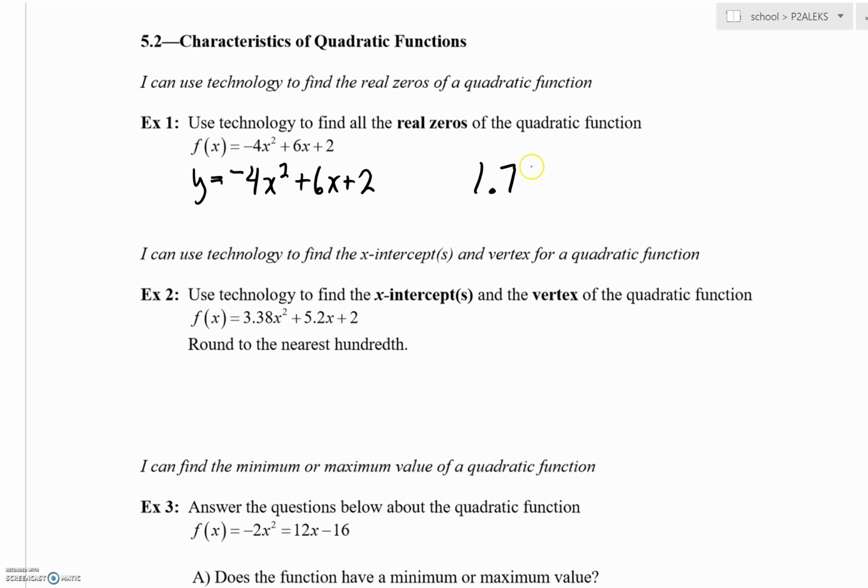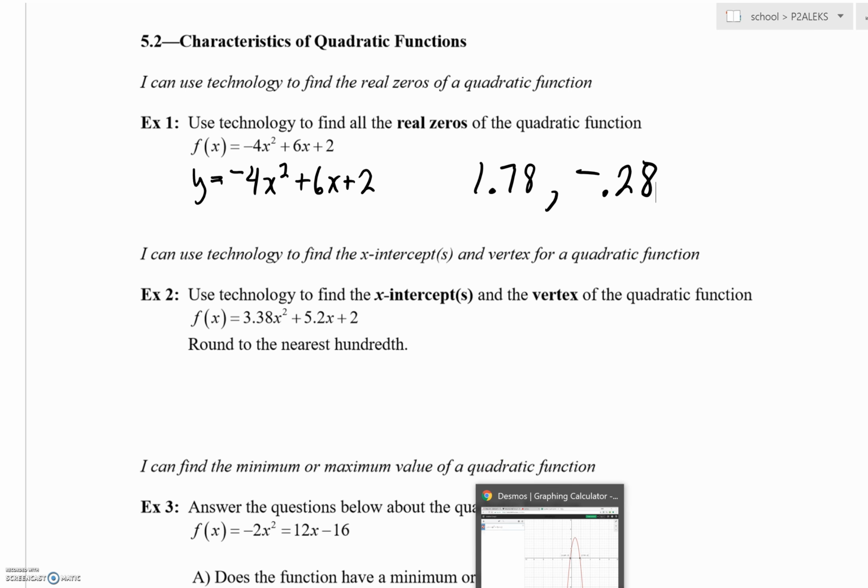So back to our sheet right here, and it says find all the real zeros. Well, those are the real x-intercepts. You could go in either order, but we're going to have to go to the nearest hundredth in general. Two decimal place accuracy, we're going to have to be able to round. Let's do example 2. It's going to be pretty much the same concept, except not only will we find the zeros, the x-intercepts, we're also going to find the vertex.